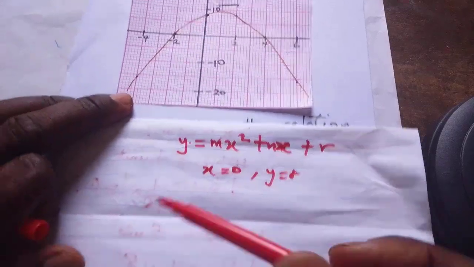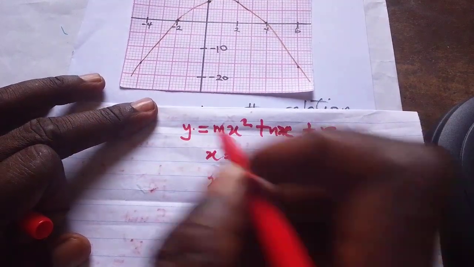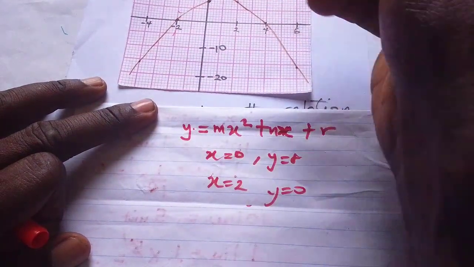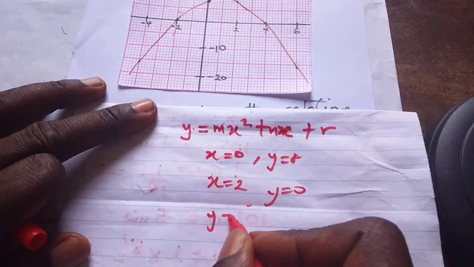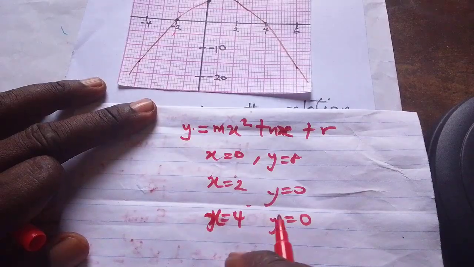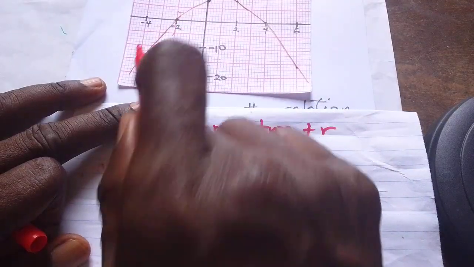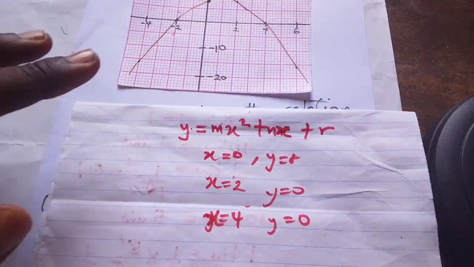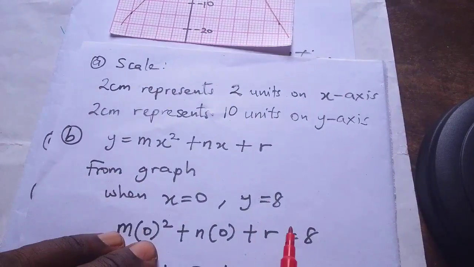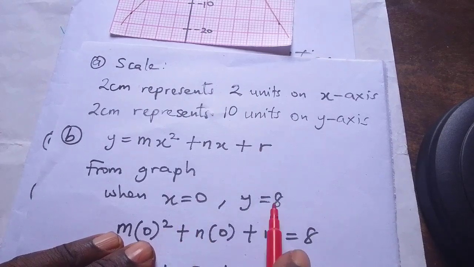Then you look for the values of x and the coordinates of this point. At this coordinate, when x is 2, y is 0. And when x is 4 here, y is 0 also. So you've been able to get the coordinates on this graph. What you now do is, first of all, when x is 0, y is 8. Let's substitute here to get the value for r.